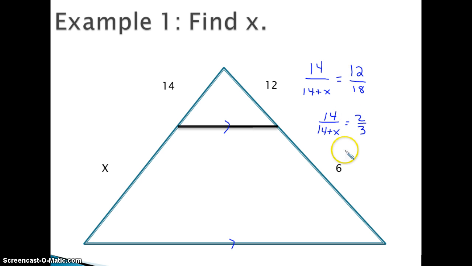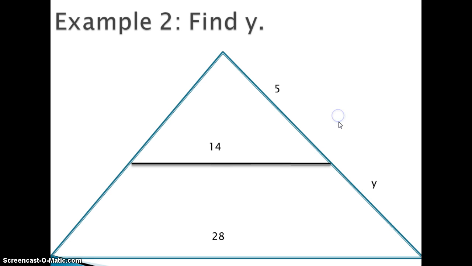So I'm going to do 14 times 3, that's 42. And on the other side, I'm going to do 2 times the quantity 14 plus x, so 28 plus 2x. From there, I can take 28 away from both sides, and I get 14. Dividing by 2, x is 7. So if I checked it, I'd have 14 divided by 21, which is 2 over 3. That's the same thing as 12 over 18. My ratio works.